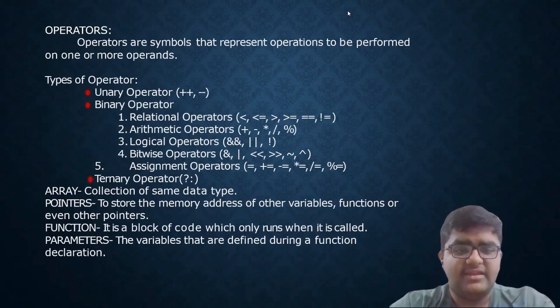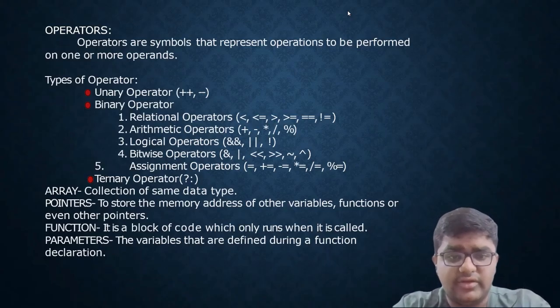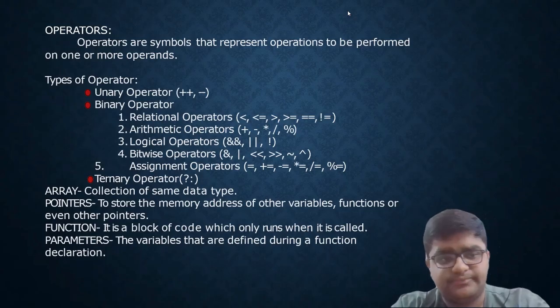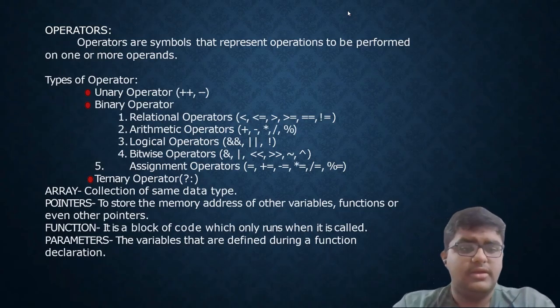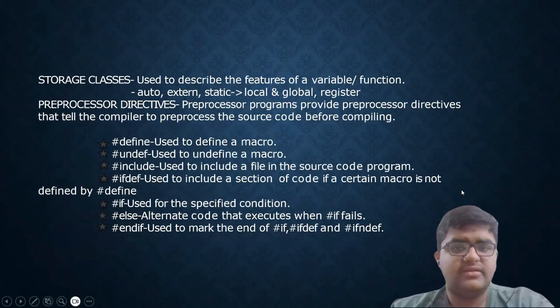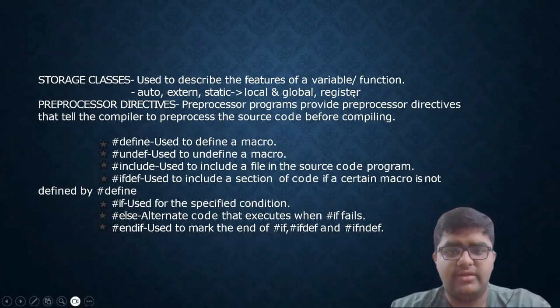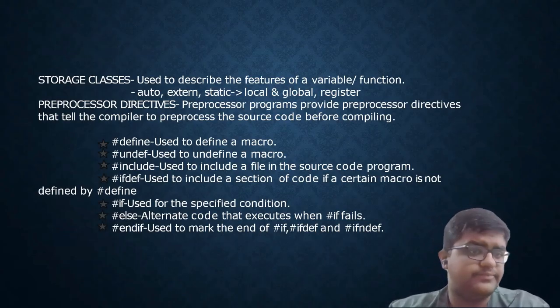So, what are arrays? Arrays are a collection of the same data type. What are pointers? Pointers are used to store the memory address of other variables, functions, or even other pointers. Functions: a function is a block of code which only runs when it is called. And what are parameters? They are the variables that are defined during a function declaration. Storage classes in C are used to describe the features of a variable or function. These are auto, extern, static, which are local and global, and register.